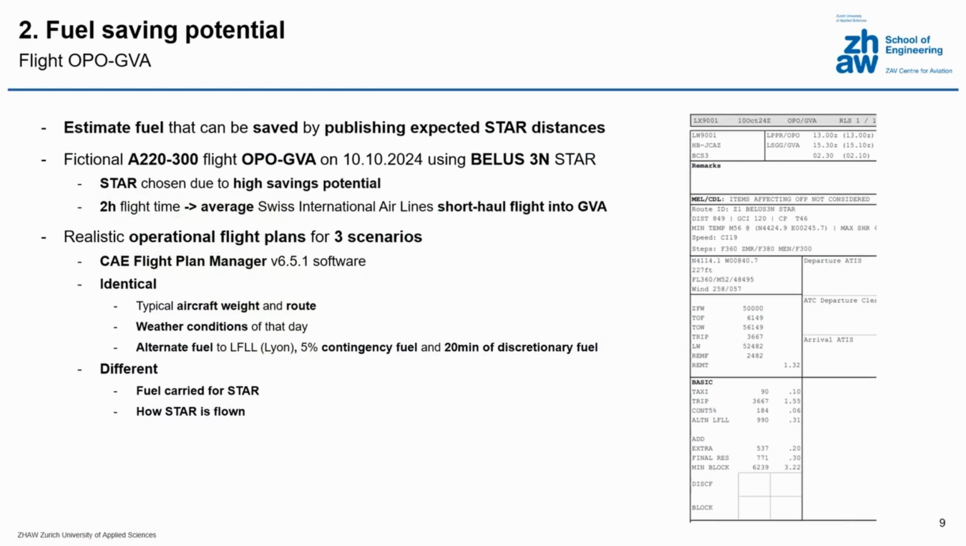So we used the same typical aircraft weight and also overall route. We used the same weather conditions that actually reflect the weather conditions of that 10th of October 2024. And we also used the same alternate fuel to Lyon Airport, 5% of contingency fuel, and 20 minutes of discretionary fuel, which is also realistic for this city pair or this route. What, however, differs between the 3 scenarios is how much fuel is carried by the aircraft to fly the start procedure and how the start procedure is actually flown.